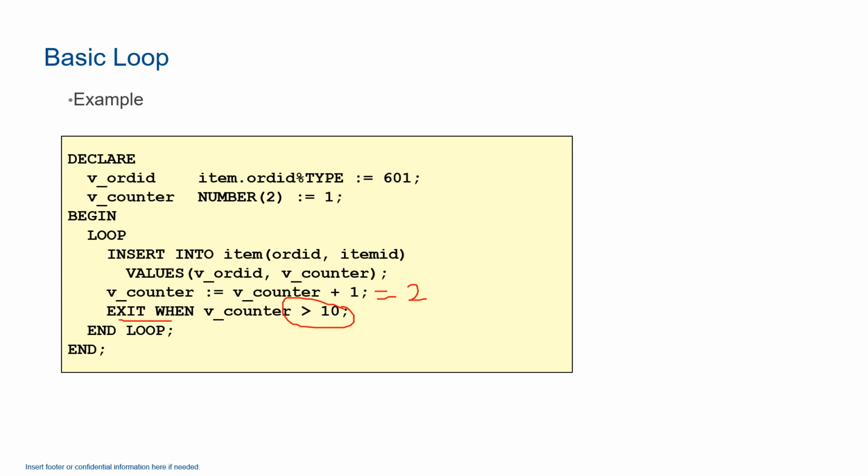So suppose now it is 2. Again it will insert for 3, 4, 5, 6, 7, 8, 9, 10, and when it gets to 11, it will check that the counter value is more than the assigned value, so it will exit. So it will insert up to 10 values.